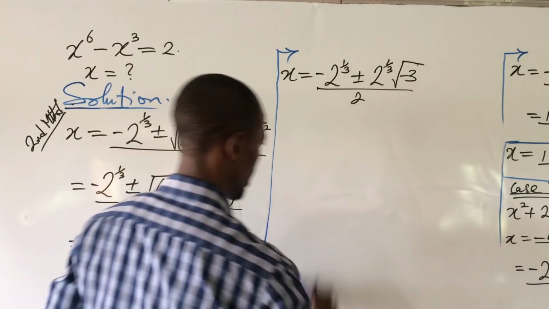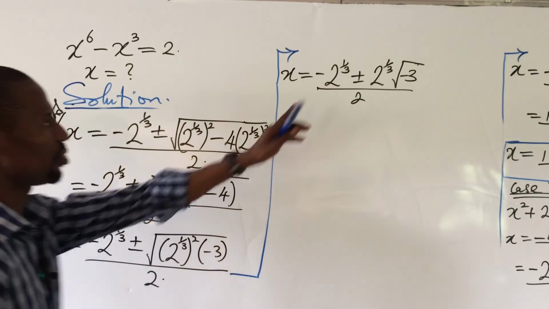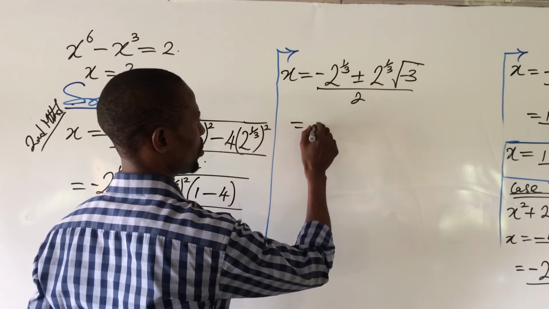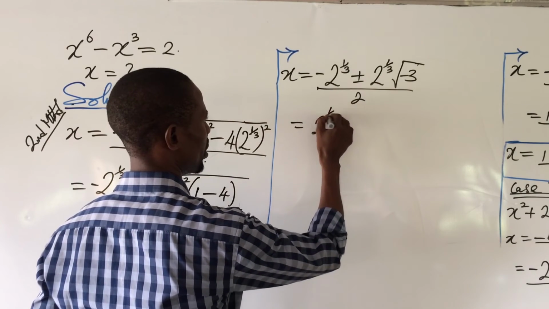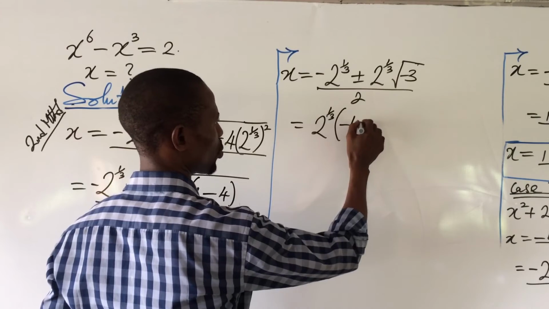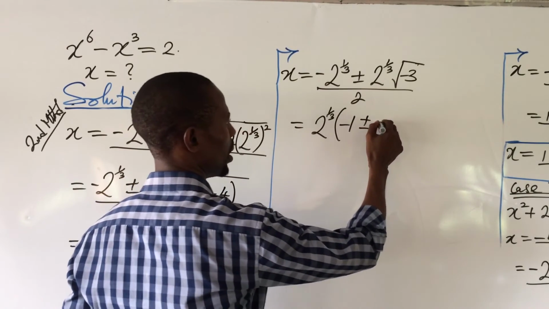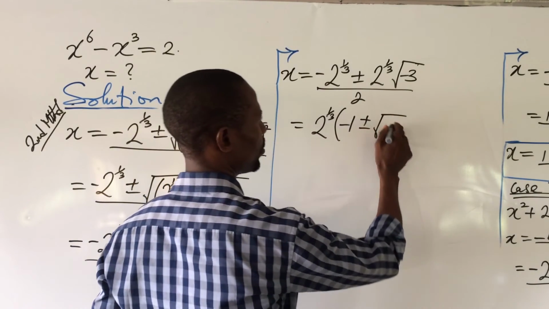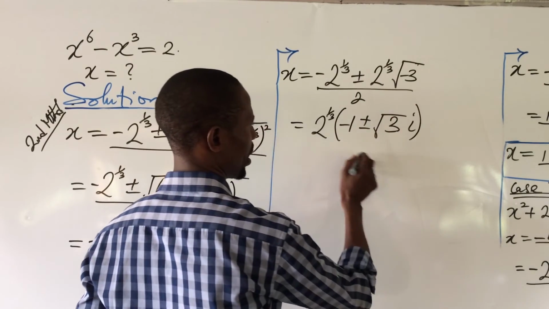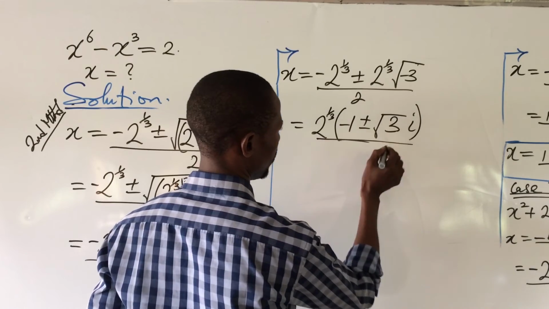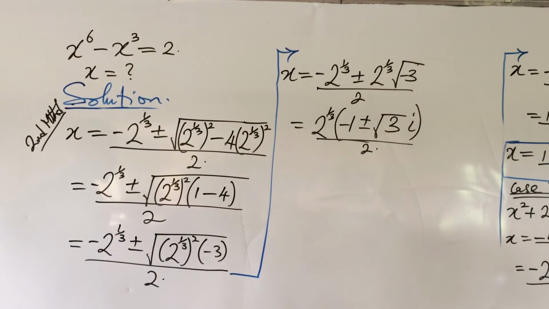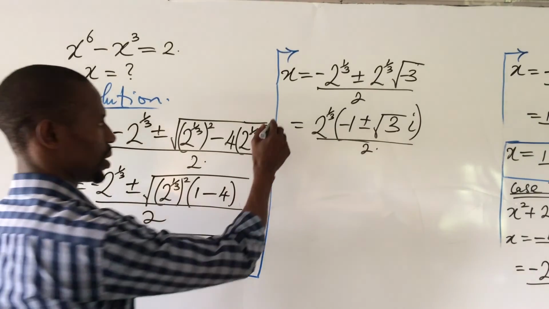So we erase this again. Now, with this, we can factor out 2 to the power of 1/3. If we do that, this is going to give us 2 to the power of 1/3 into, we are left with minus 1 plus or minus the square root of 3i, close bracket, everything all over 2. So this is another root to our equation.